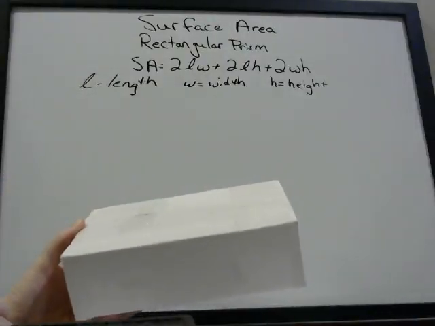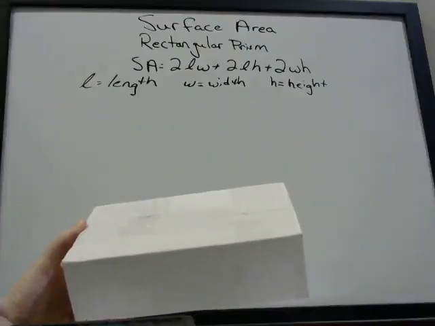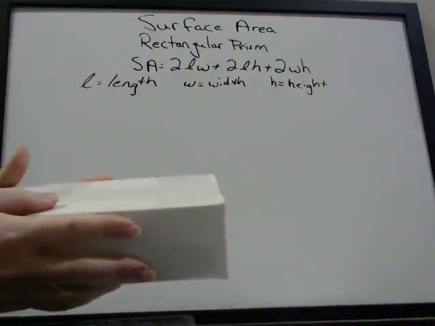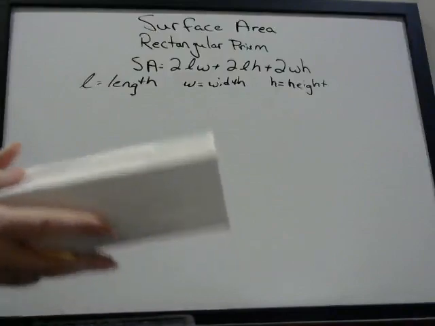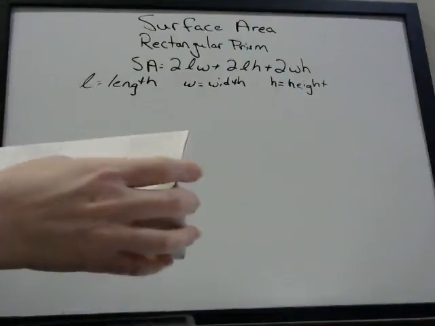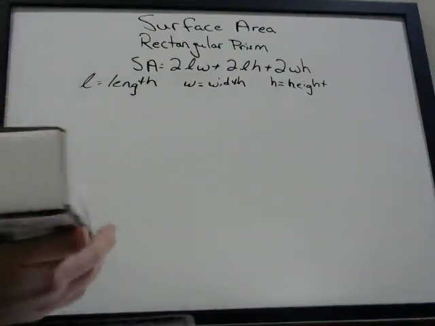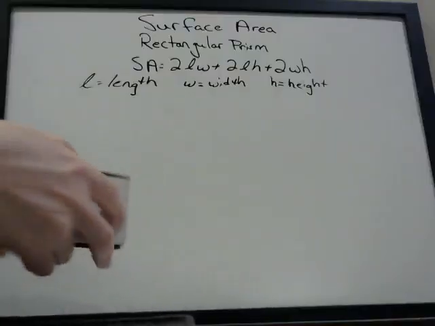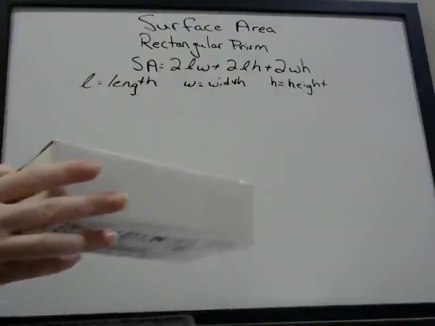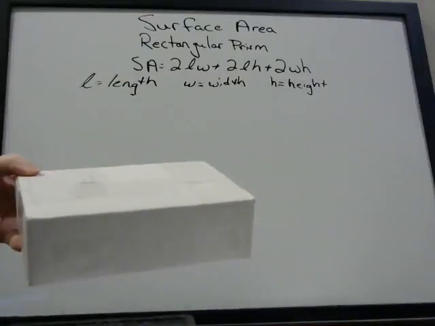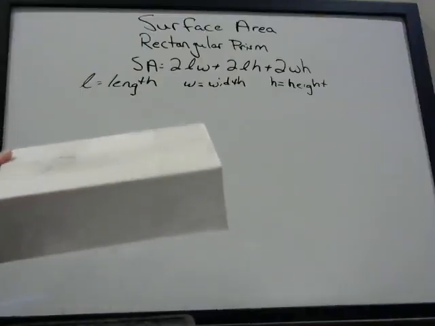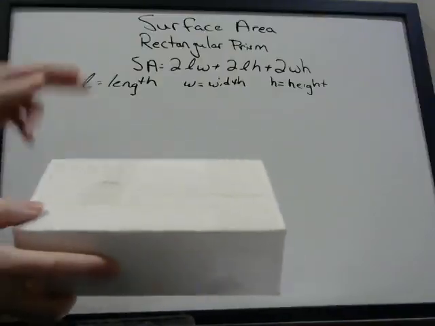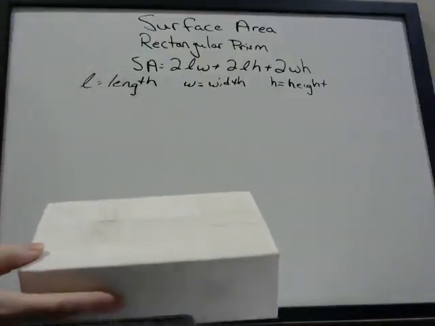Remember when we're talking about area, you can think of it as covering something or painting something. So if we wanted to paint this box, we would find the surface area of the whole box. So the top, the bottom, each of the sides, and add them all together. That's the total surface area. That's what you're doing in this formula.